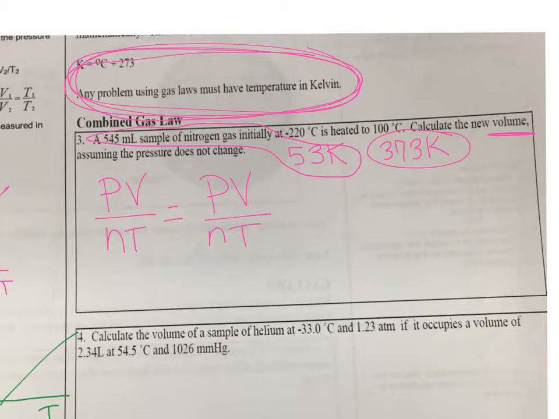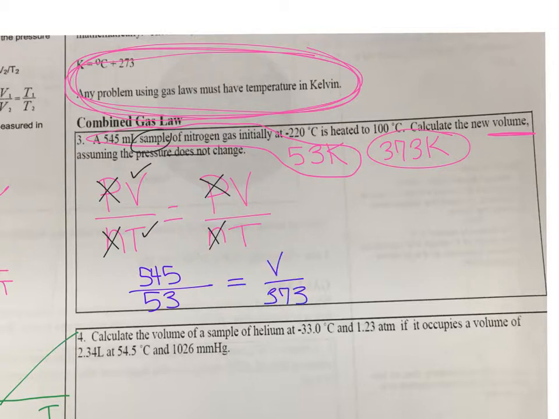So here, they have volume being used, and we have temperature being used. So the sample stays the same, so I'm going to cross out my little ends right there. And pressure does not change, so I'm going to cross out pressure. Which law did I change it into? Charles' law, exactly. Okay, so now we're going to fill it in. And we've got 545 all over 53 is equal to volume, mystery volume, over 373.